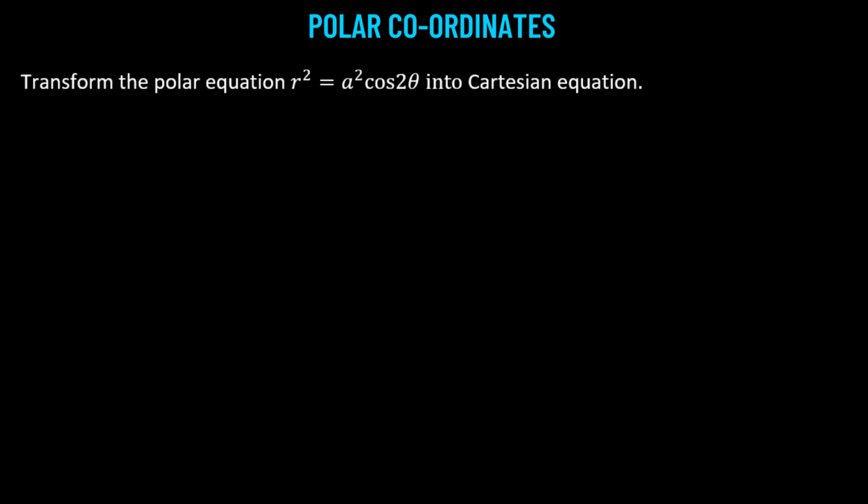In this problem, we need to transform the given polar equation r squared equals a squared cosine 2 theta into its Cartesian equation. Let us begin.